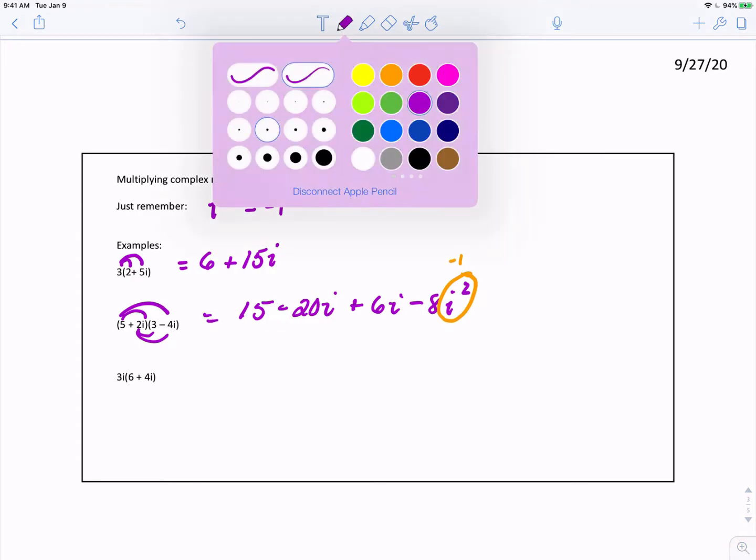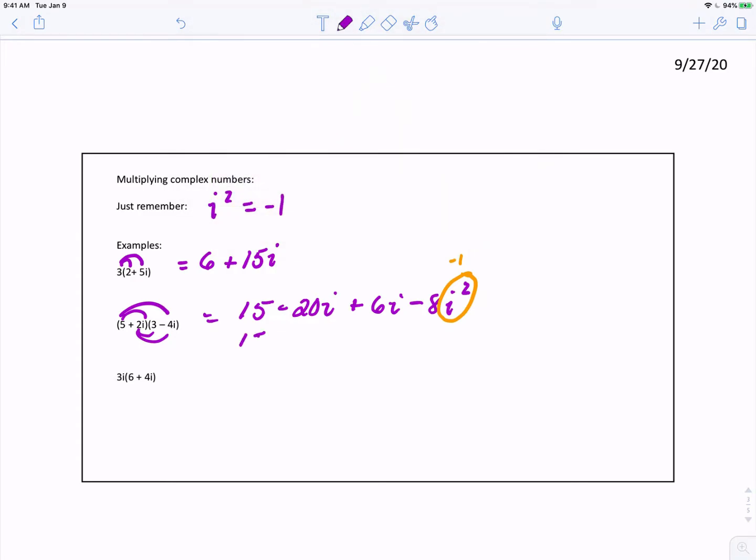And so I'm just going to write down all the details here. We have 15 minus 20i plus 6i. And here we have -8 times -1, and this is going to be a positive 8. So we have 15 plus 8, that's going to be 23. And if we combine our imaginary parts, we're going to have minus 14i.